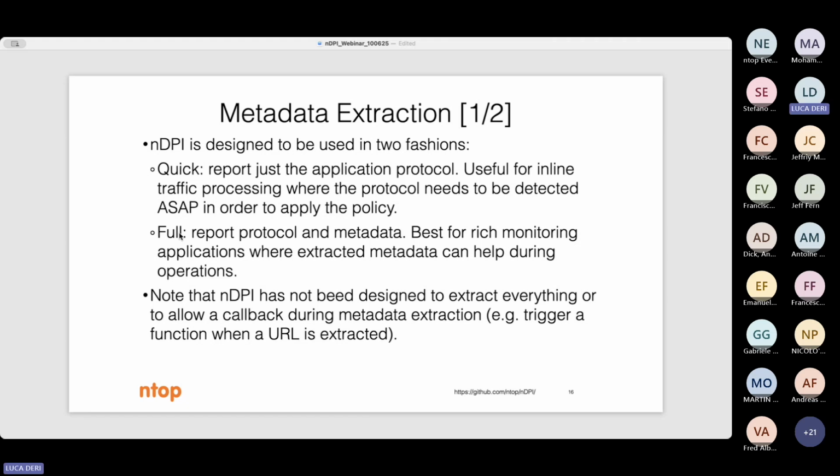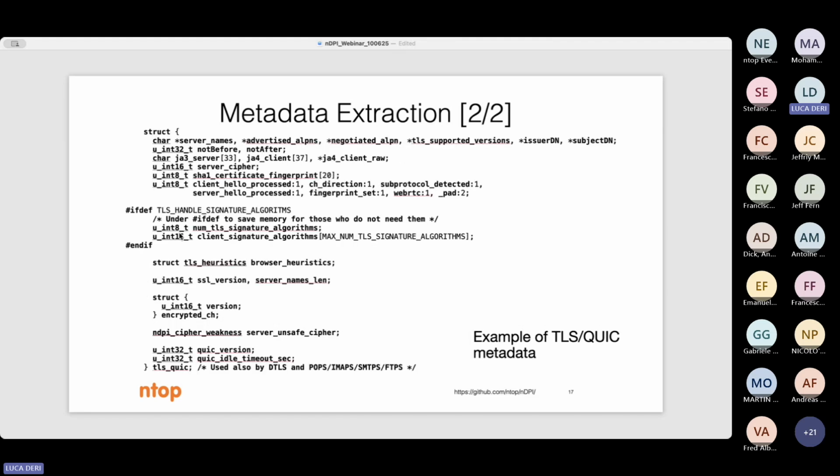To stress the fact that nDPI has not been created to intercept people or to extract data very deeply, but has been created for network visibility. So what we do is limit ourselves to information that makes sense from the monitoring standpoint. And at the moment, we have not implemented callbacks for triggering actions whenever a certain piece of information is reported, for instance a URL.